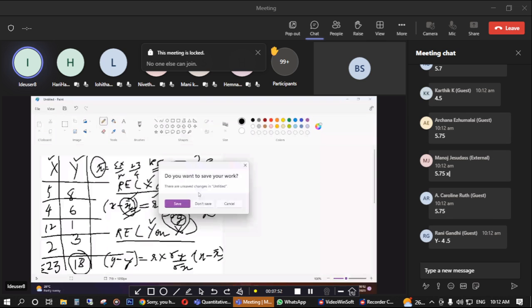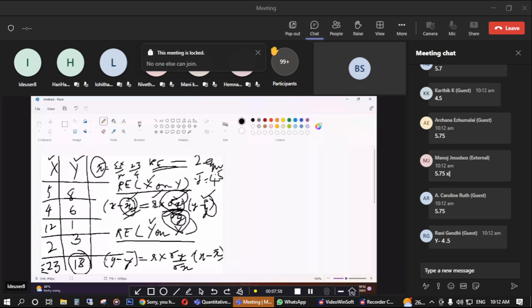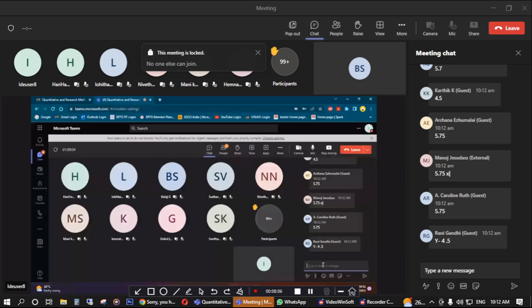Please take a snapshot of this. I need these values: 5, 4, 12, 2, 8, 6, 1, 3. Okay. So we'll just post it on the group itself, so it'll be easy for us to do it back.